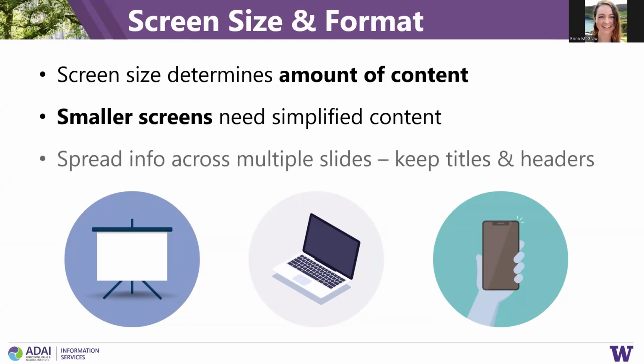If you can't pare it down, remember that tip to spread the information across multiple slides or pages and keep the titles and headers so your viewers still have that context. Most importantly, just remember to think about the smallest common denominator. If you think your materials will be viewed on mobile at all, you really need to build them according to that level.